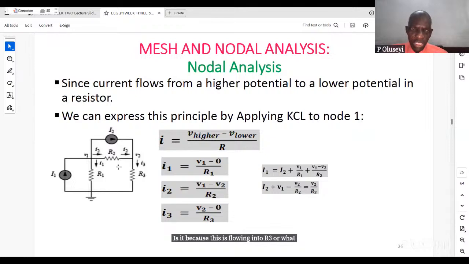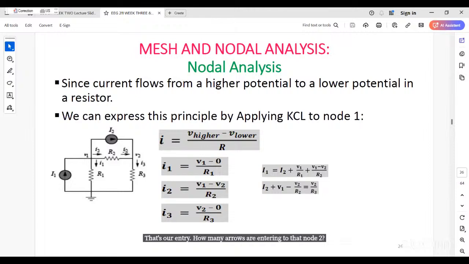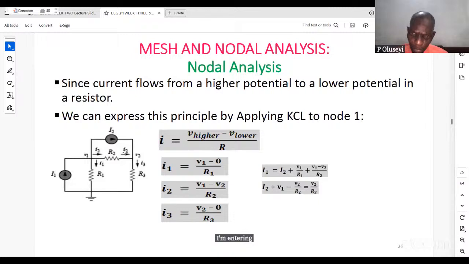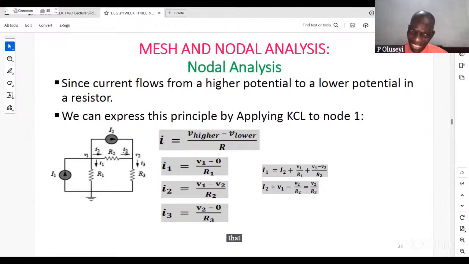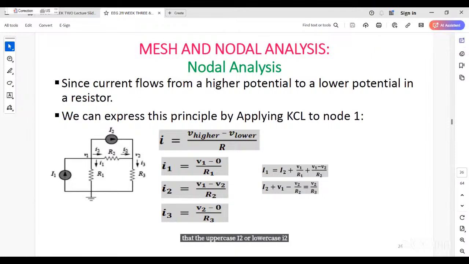Okay, good of you. If you look at our diagram, that's why I made a small microcosm of the original diagram given to us. That's why I made it available by the side. You can see the arrows that are entering. How many arrows are entering node 2? There are two arrows entering node 2. Can you mention them? There is I2 and there is I3. I2, uppercase I2 or lowercase I2? Lowercase I2, uppercase I2, and lowercase I3.